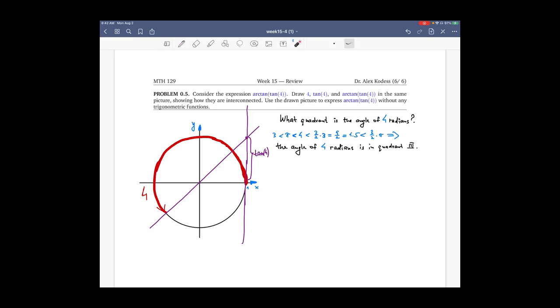And now the question is, where is arctangent of tangent 4? Remember, arctangent must be an angle that possesses two qualities. So the angle arctangent of tangent 4 must satisfy two requirements.